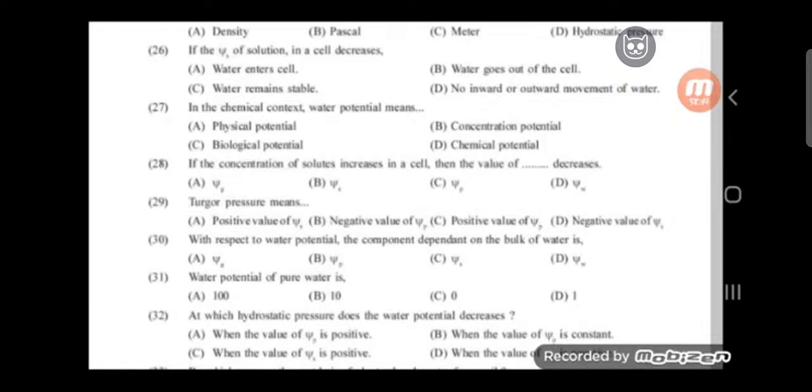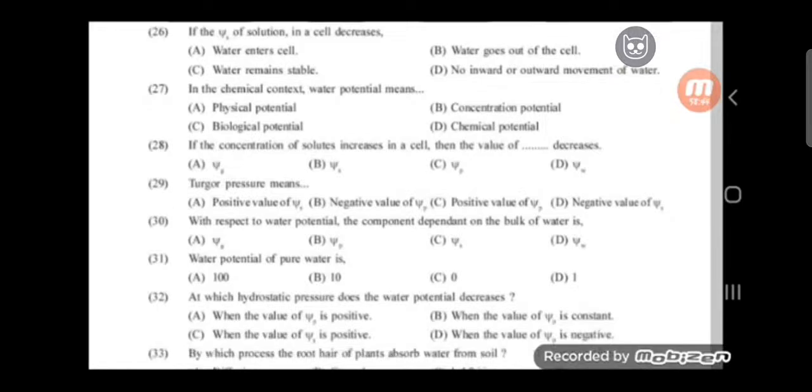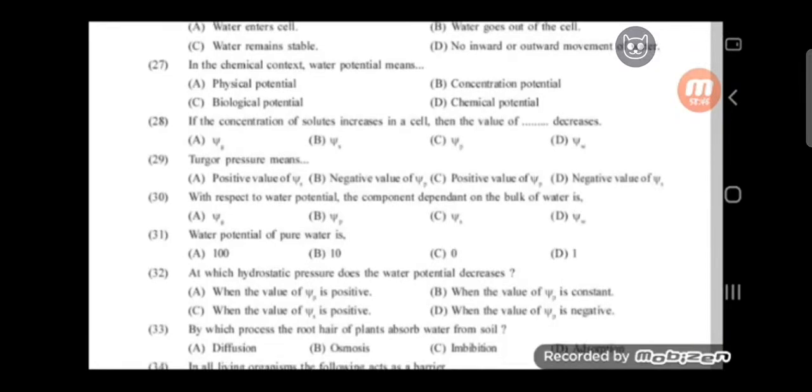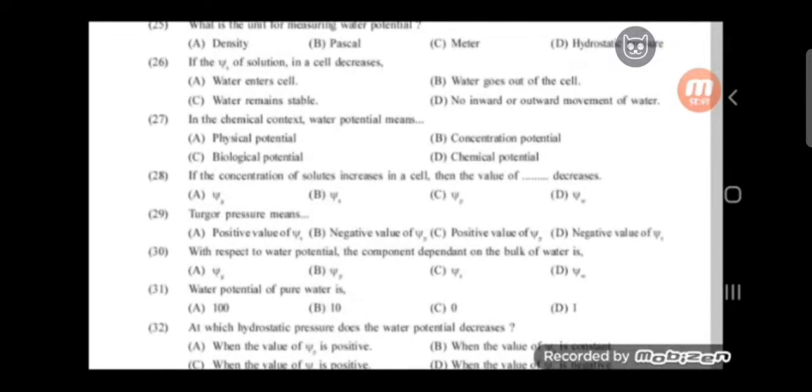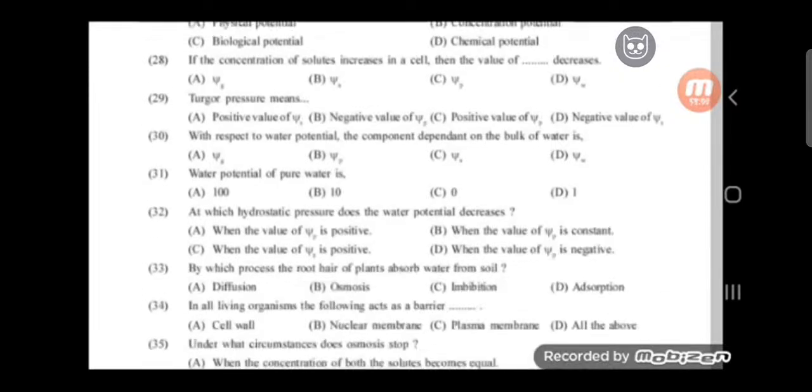So the correct answer for question number 31 is option C. So therefore the water potential of pure water will be 0. So therefore 0 is the correct answer for question number 31.